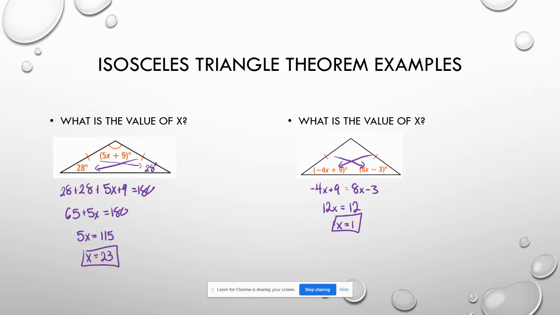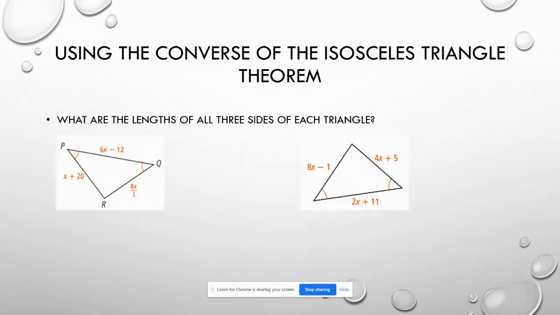So that's how we put the theorem in practice. What about the converse? We now want to find the lengths of all three sides of each triangle. So this first triangle right here, we are shown that angle P is congruent to angle Q using those angle markers. By the converse of the isosceles triangle theorem, the sides opposite those angles have the same measure. So we can say x plus 20 is equal to 8x over 3.